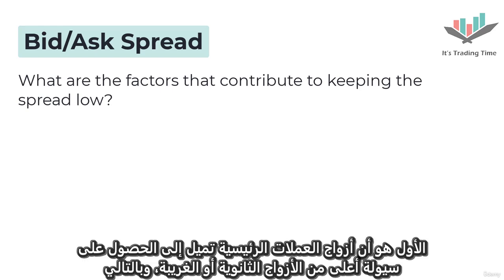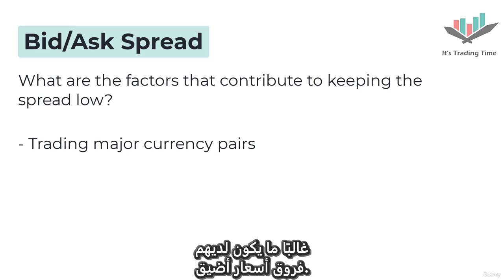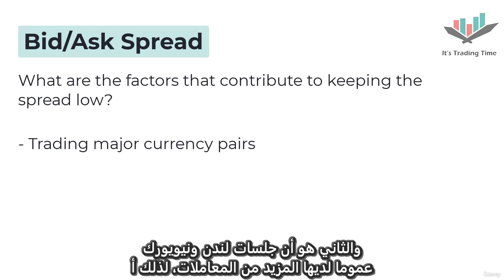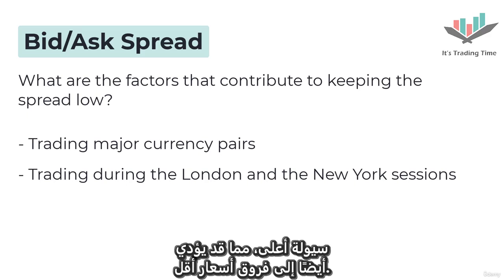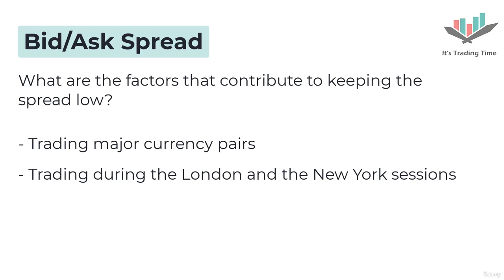The first one is major currency pairs tend to have a higher liquidity than minor or exotic pairs, so they often have narrower spreads. The second one is that the London and the New York sessions generally have more transactions, so a higher liquidity, which can also result in narrower spreads.